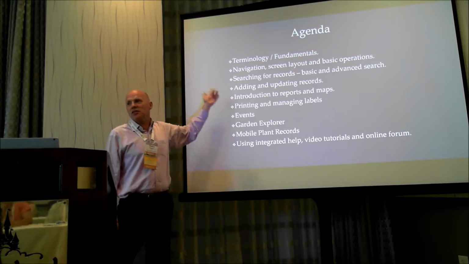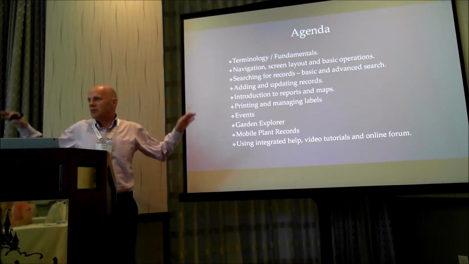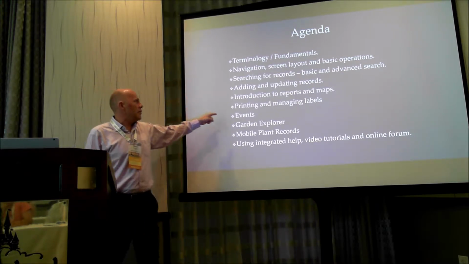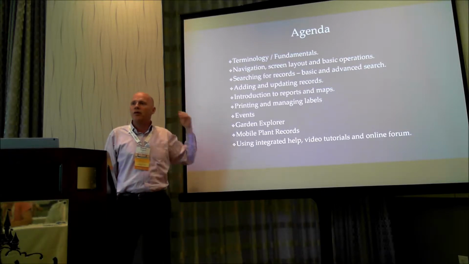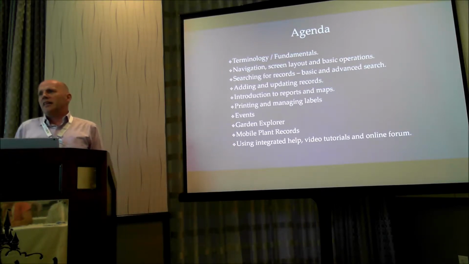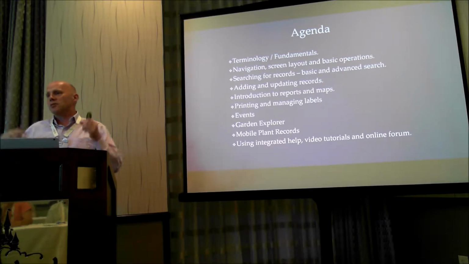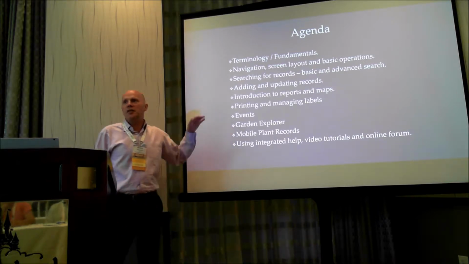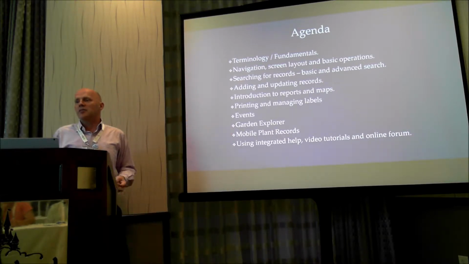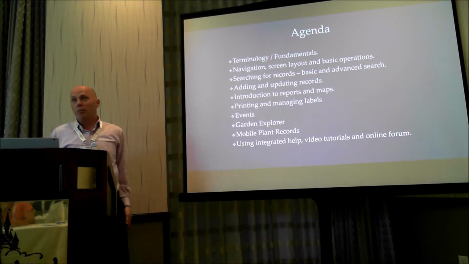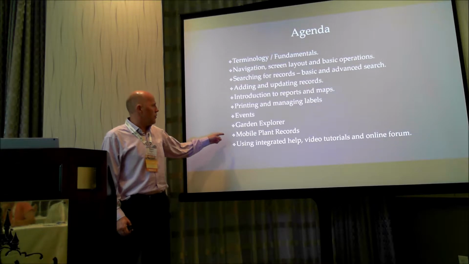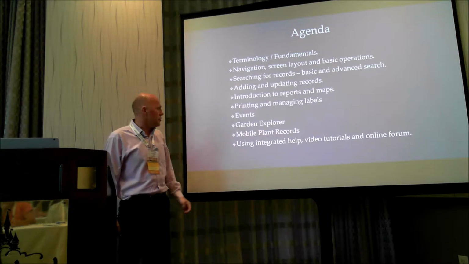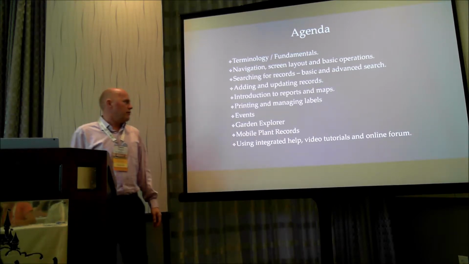So we're going to learn how to do record keeping on a simple level, and then we're going to do some printing and label management, and then we're going to talk a bit about something that's very specific to Iris. It's called events. It's like a second layer on top of your plant records to build lists and things like that. And then we're going to talk about Garden Explorer, which is the way to share your plant collection with visitors or the public or the world in general. And then also mobile solutions for updating your plant records. And then a bit about online forums, etc.